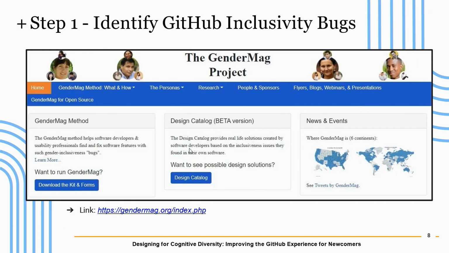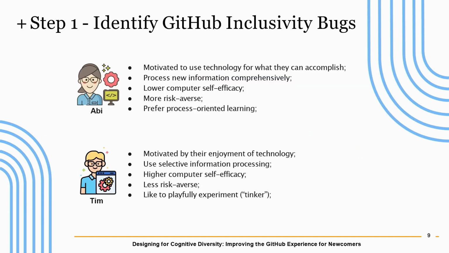To identify the GitHub inclusivity bugs, we use the GenderMag method, which is widely used in open source projects and commercial products to investigate inclusivity bugs and remove those bugs from this kind of software. Here we have the link to access the GenderMag project and learn more about it. GenderMag is based on 5 cognitive facets, and it divides users into 3 personas, but here we're going to talk about the two opposite personas in the study.